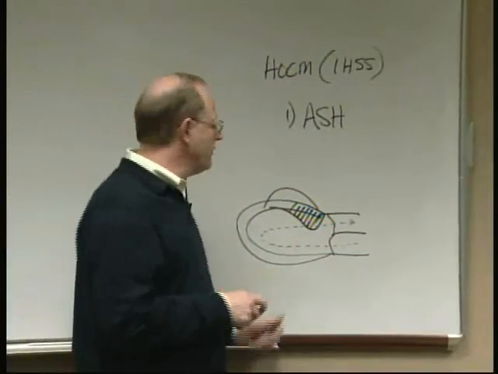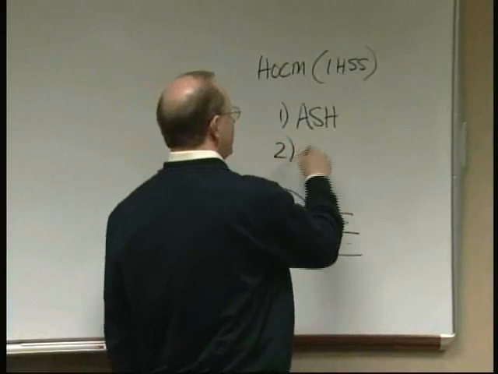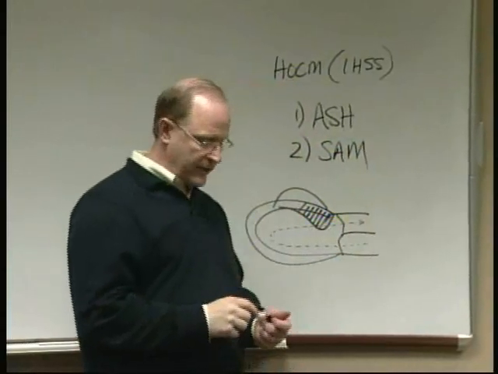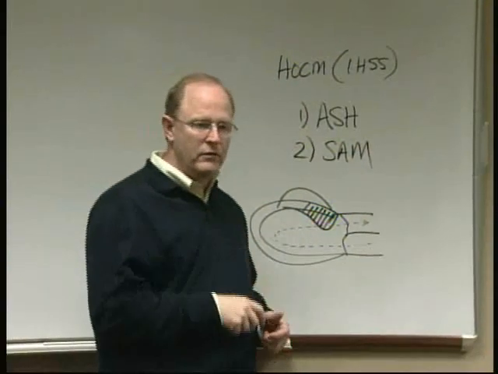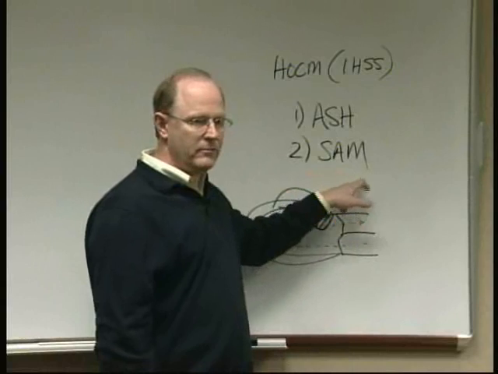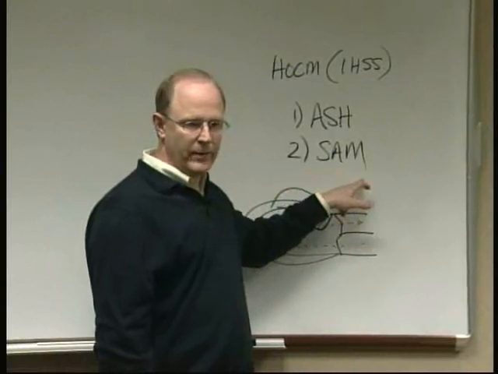The other thing you get with hypertrophic obstructive cardiomyopathy is what they call SAM. So you've got to know that they've got ASH and SAM. Those are the two things you really have to know. What's SAM? Systolic anterior motion of the mitral valve.